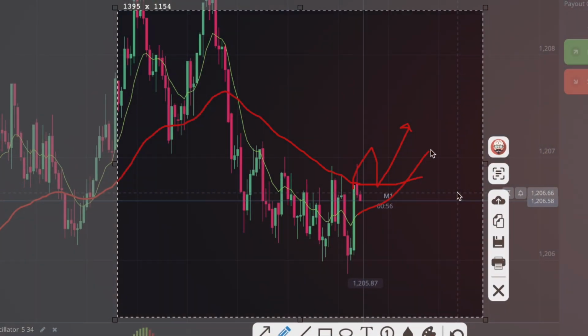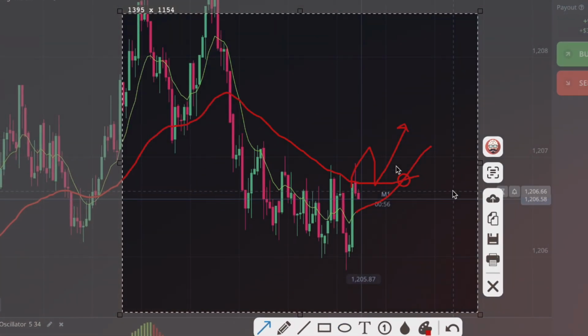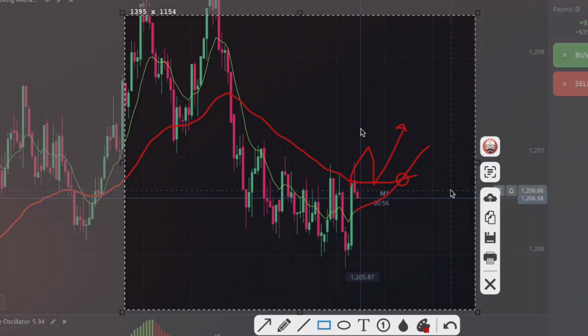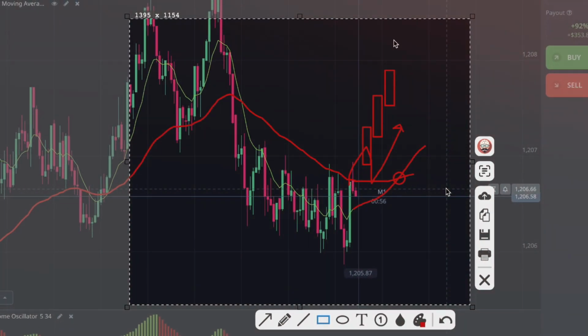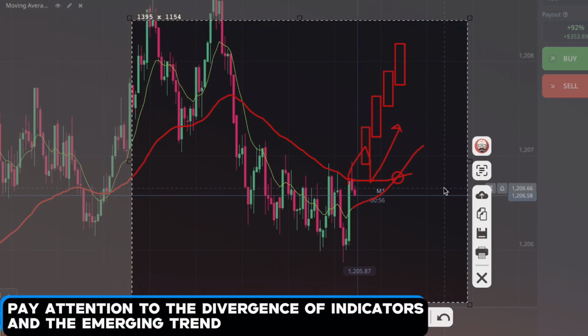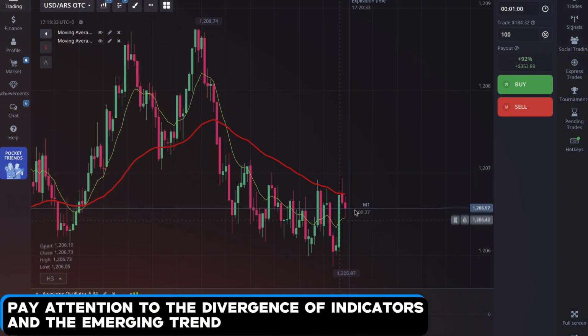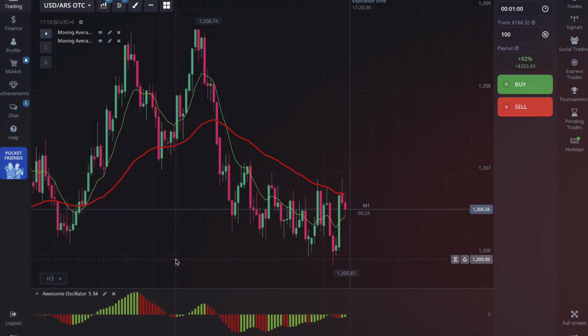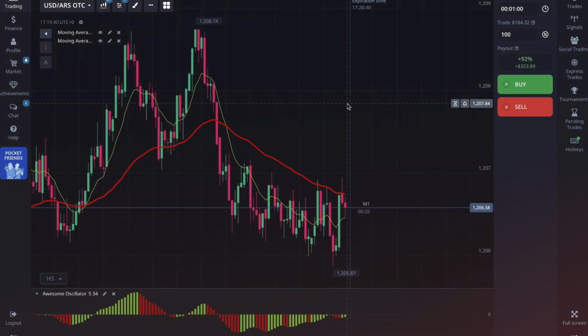Usually, many people are used to open trades at the crossing of these lines, but frankly speaking, the risk in this case will be very high and we would be entering risky trades. Therefore, we will pay attention to the divergence of indicators and to the emerging trend. The Awesome Oscillator and moving average will help us in this. So let's look further.